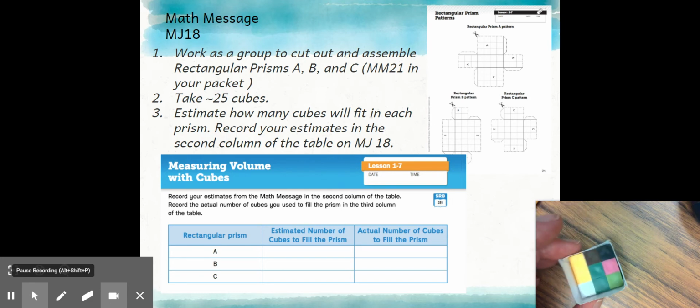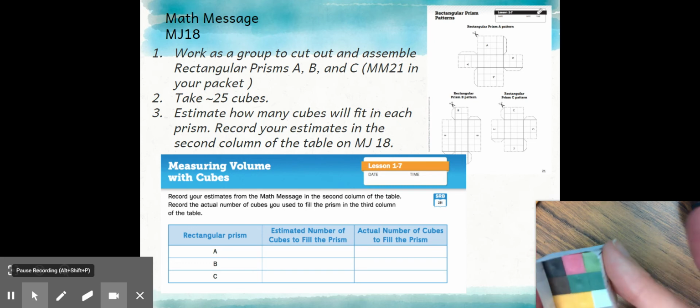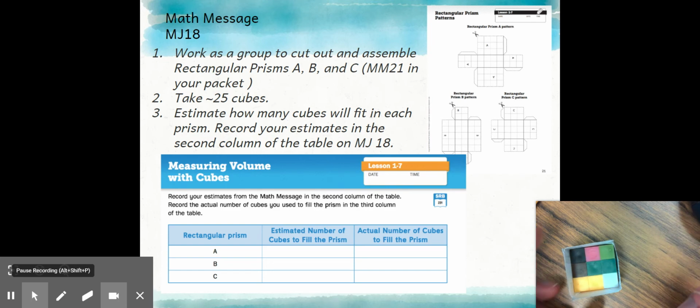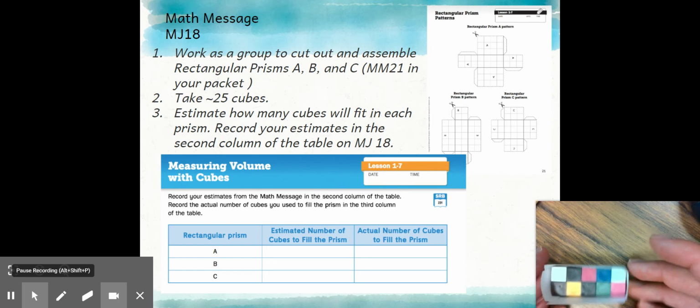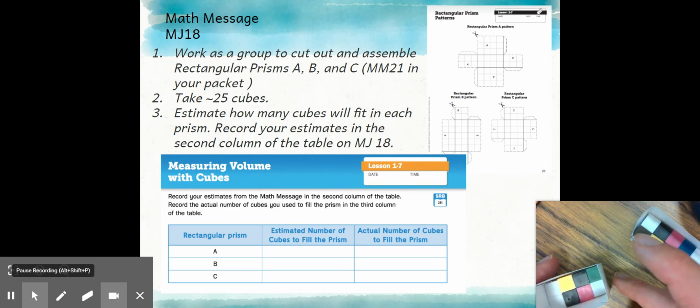Now, I want you to notice one thing. I want you to notice how nicely packed these cubes are in my prism. Notice how there are no gaps in there and there are no overlaps. They fit nice and tight in that one, and this one, and in this one.